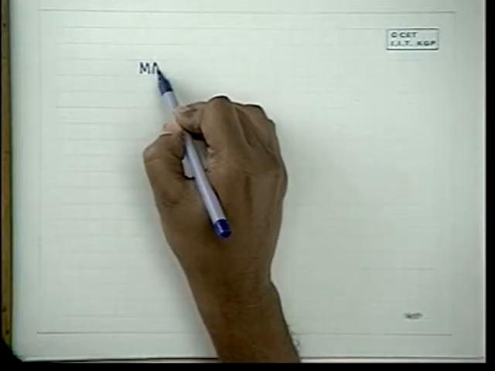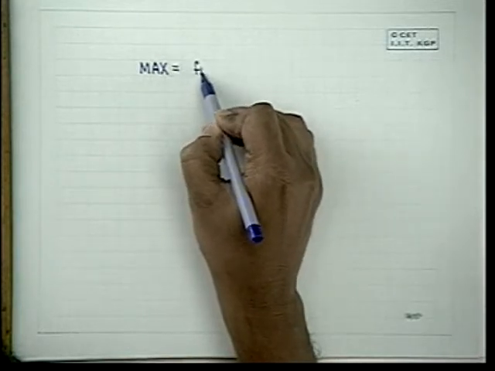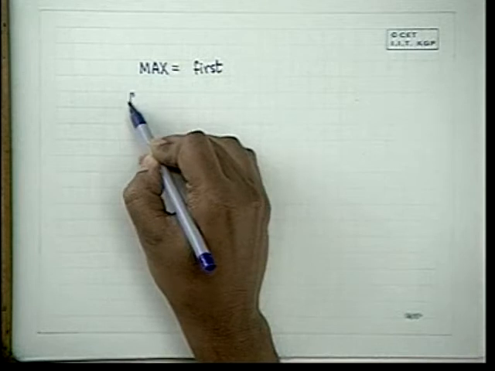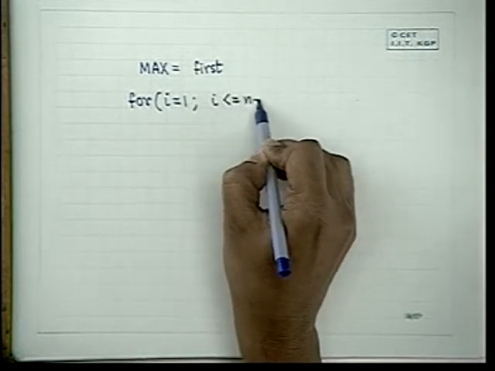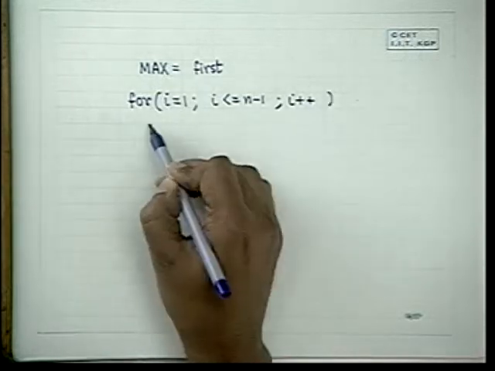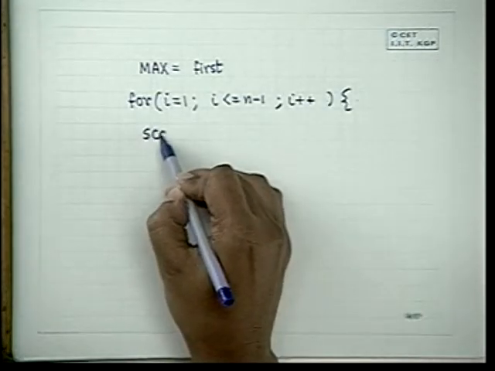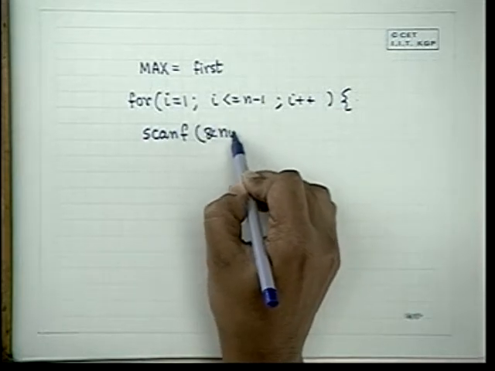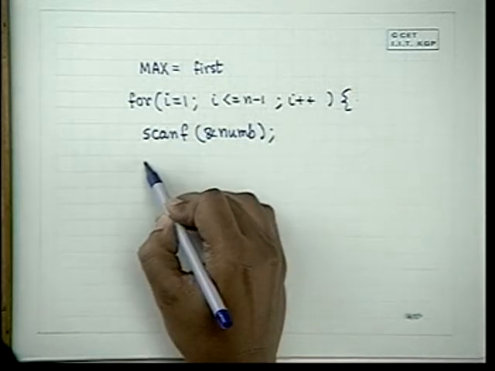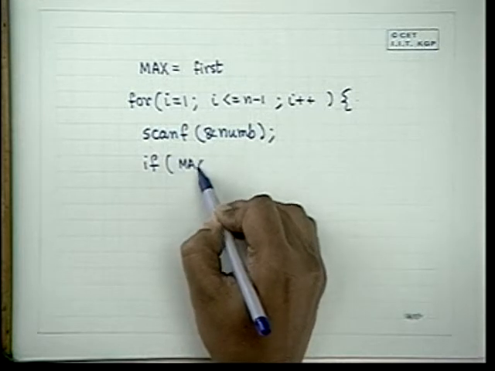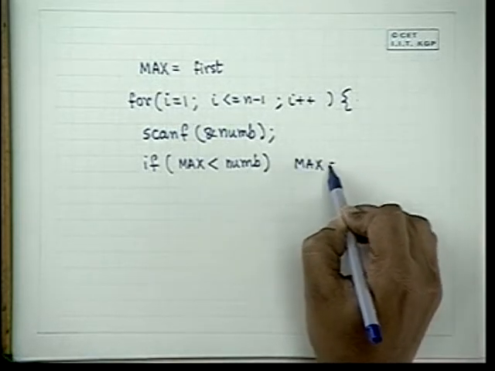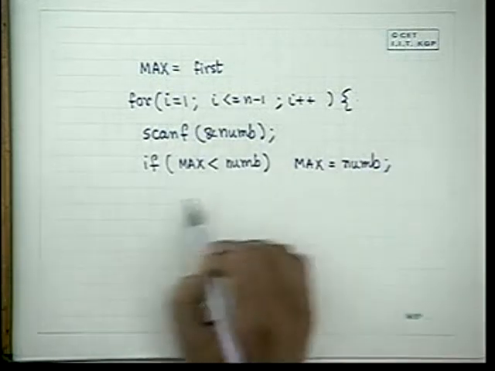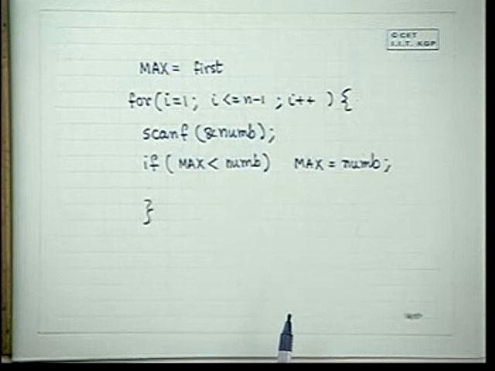In the largest of n numbers, we initialized the value of max to the first number, and then in the for loop what we did was we read in a number and if max was less than num, then we made max equal to num. That was the simple thing that we did to find out the maximum of n numbers.